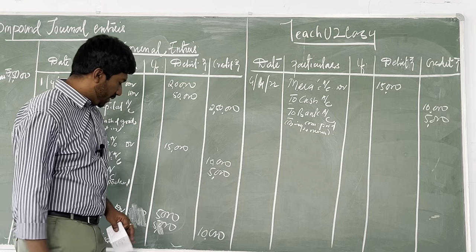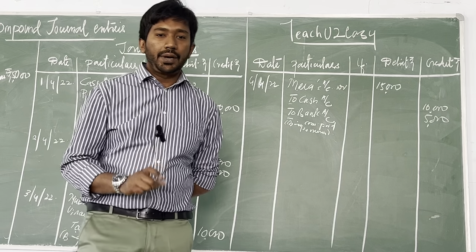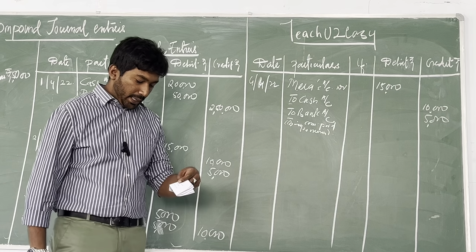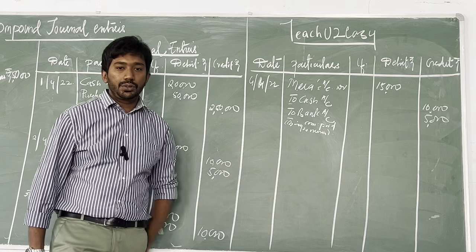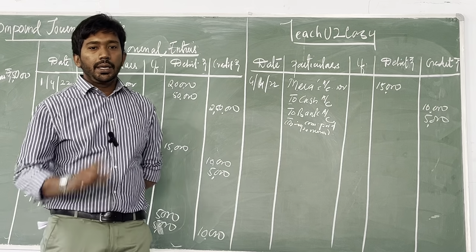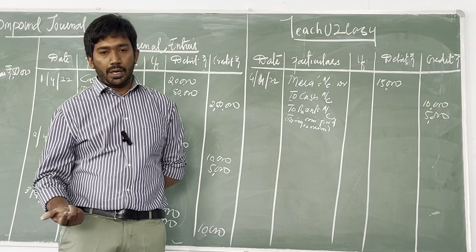Done. The next fifth entry they have given is received rent and commission. Rent we have received 5,000 and commission we have received 10,000. So we are receiving an income. So normally when you receive an income, cash comes in, so cash account debit to rent and commission account.